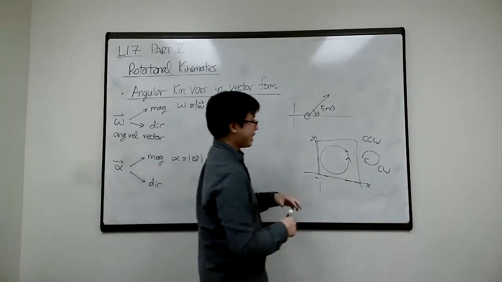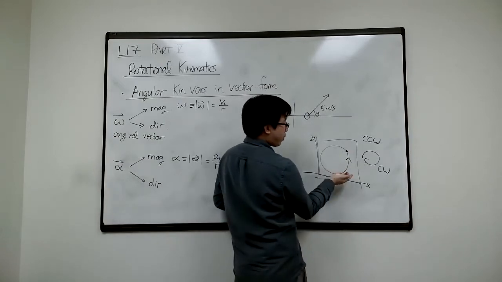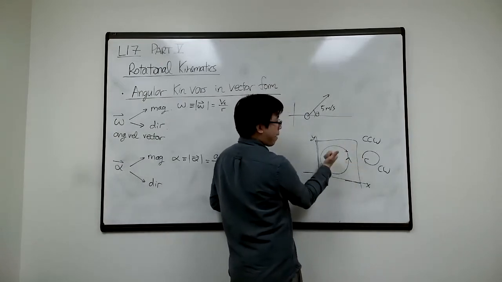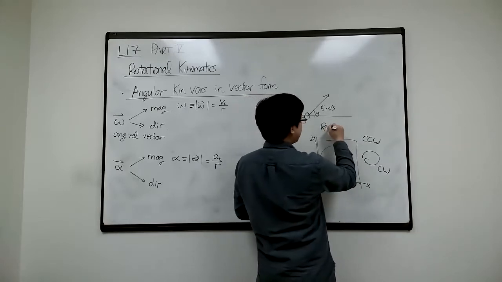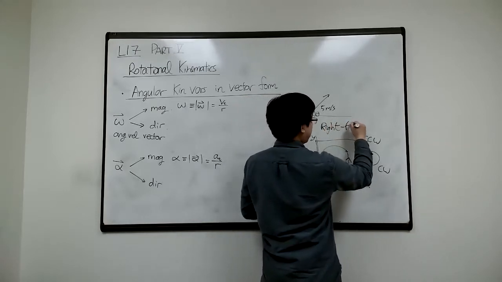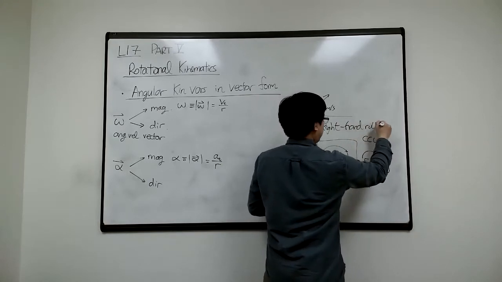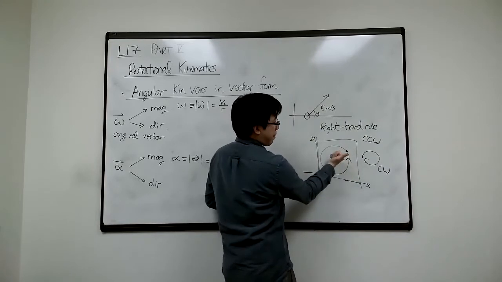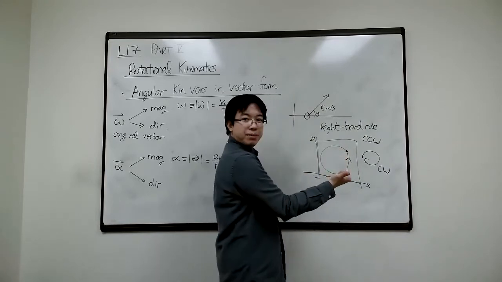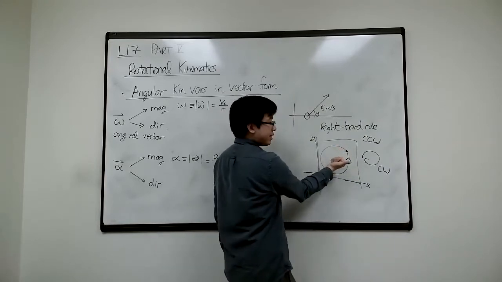And they came up with this idea: if it rotates this way, let me wrap my right hand around this direction. So it's called the right hand rule. It's just convention. So if I wrap my right hand, notice what happens. My thumb is pointing outwards, okay?